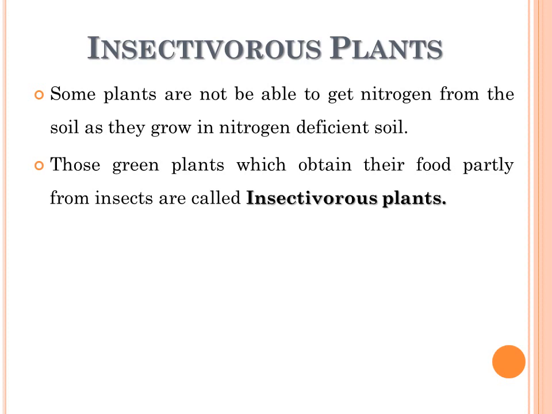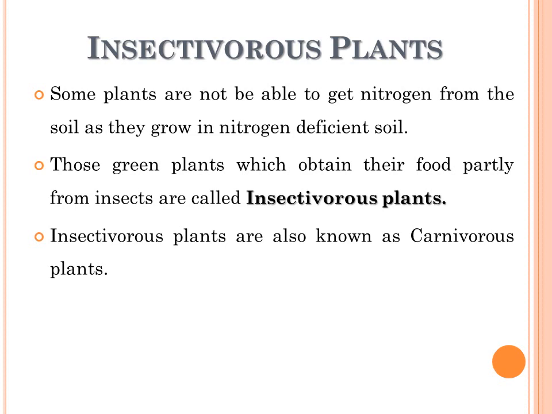Those green plants which obtain their food partly from insects are called insectivorous plants. As it is written in the sentence, the green plants, it means these plants are green, but only for the nitrogen purpose they are dependent on insects. That's why this type of plants are known as insectivorous plants.